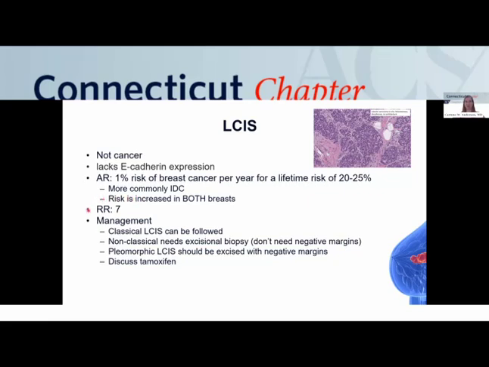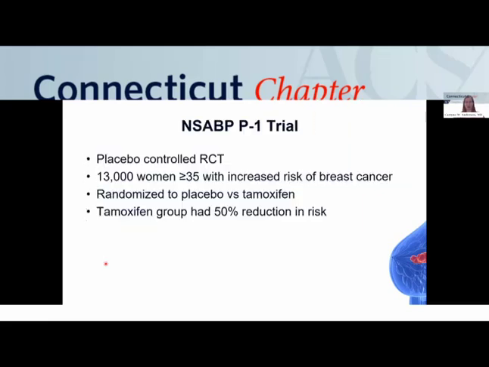Relative risk, again, is 7. So management, classical LCIS does not require surgical excision. Non-classical should have an excisional biopsy, and pleomorphic LCIS is actually considered to be a precursor lesion and should be excised with negative margins. And then for all of those patients, you would discuss tamoxifen for risk reduction.